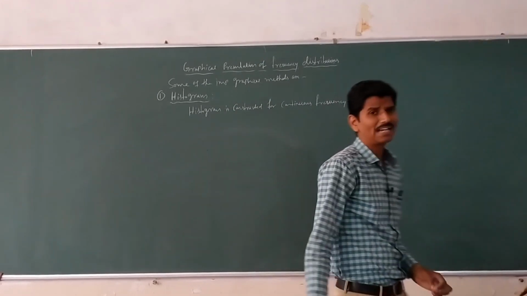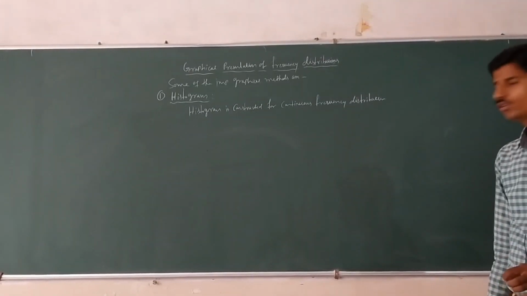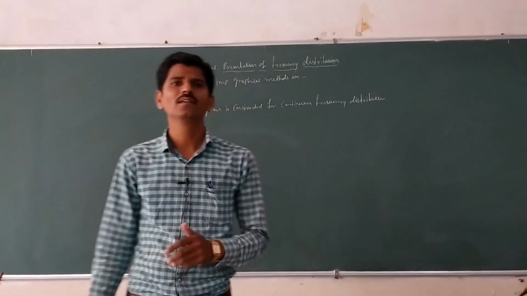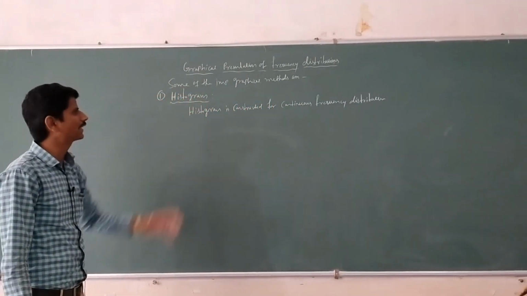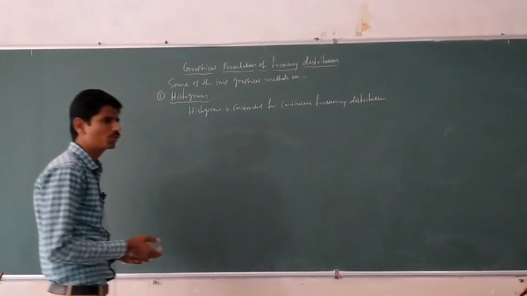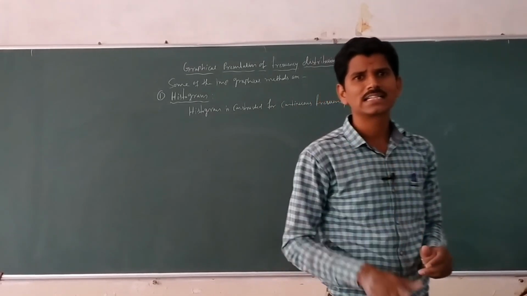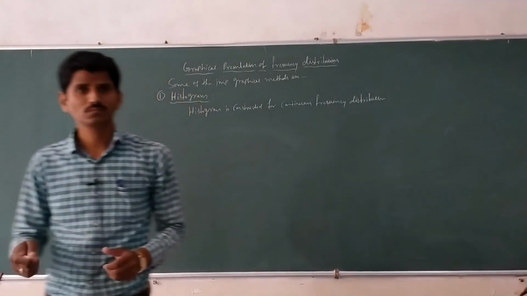Suppose the data are continuous, then only you have to draw a histogram. Suppose the data are discrete, a histogram cannot be drawn. Here, a histogram is constructed for a continuous frequency distribution. The data should be continuous, not discrete. Okay, the next one.